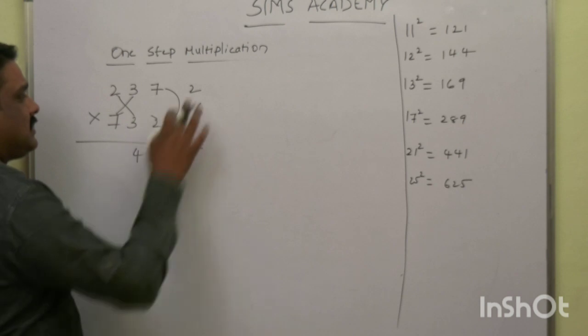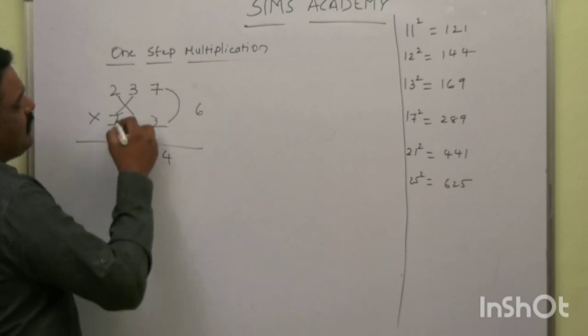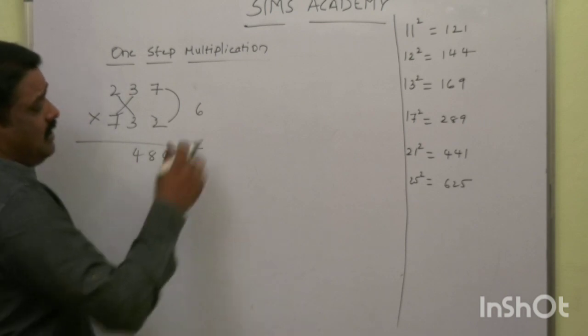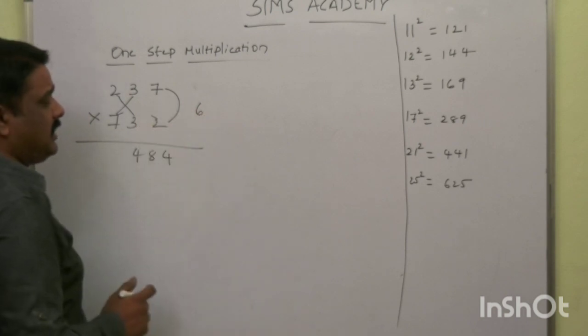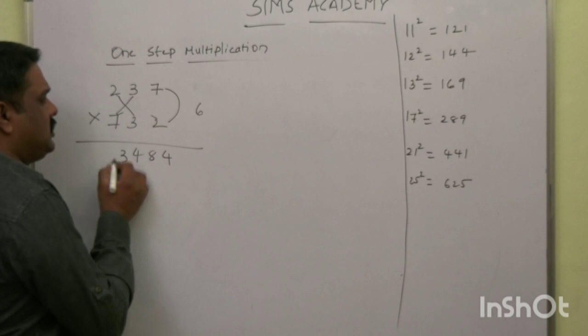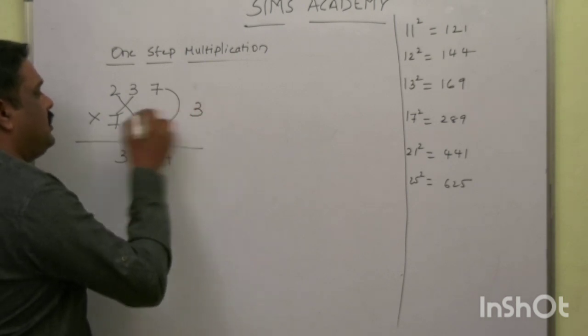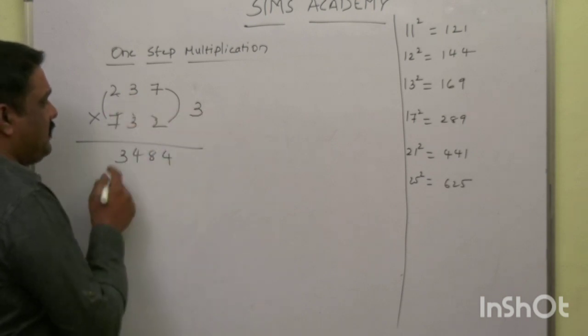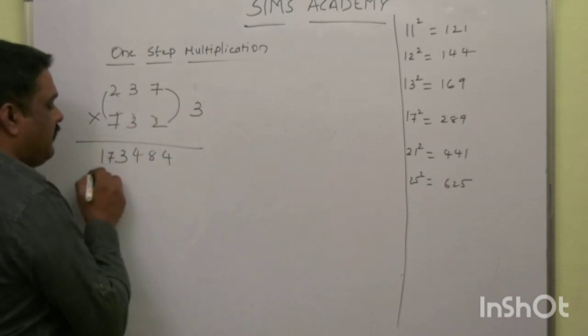3 2s are 6, 7 3s are 21. 21 plus 6 it is 27. 27 plus 6, if I am not wrong, 33, 3. Now the last 2, 7 2s are 14, 14 plus 3 it is 17.